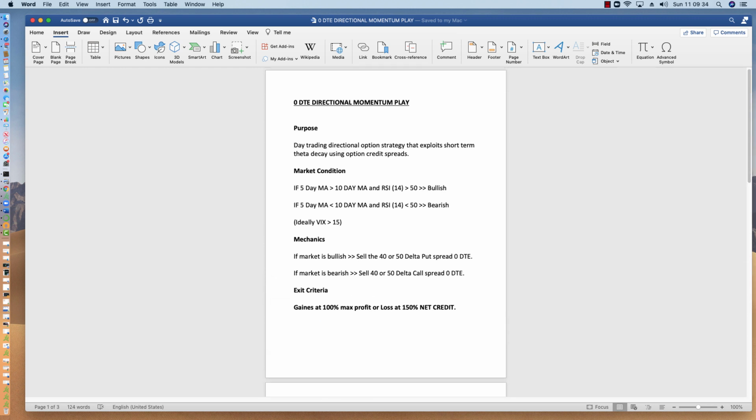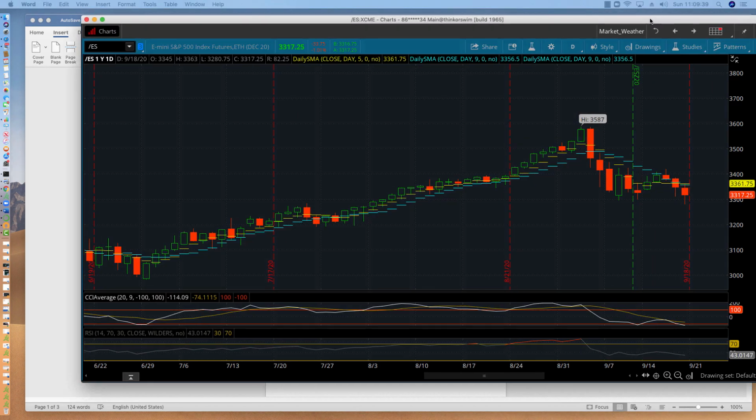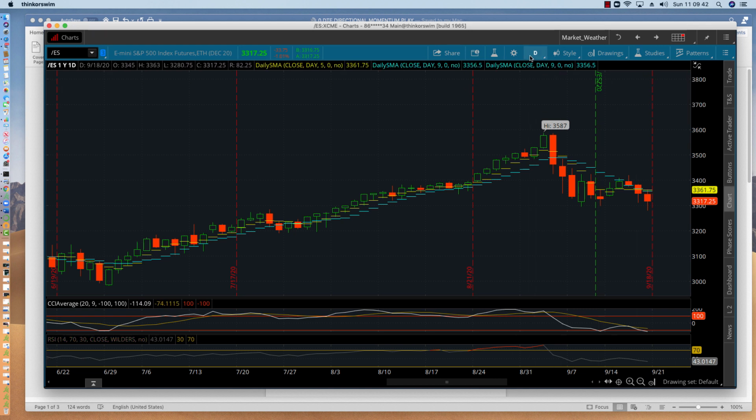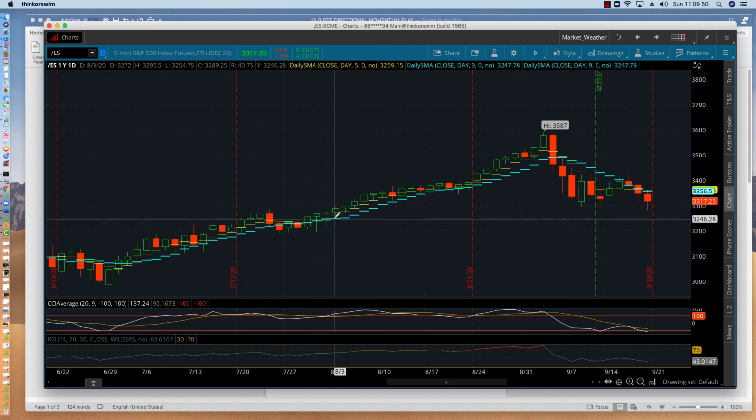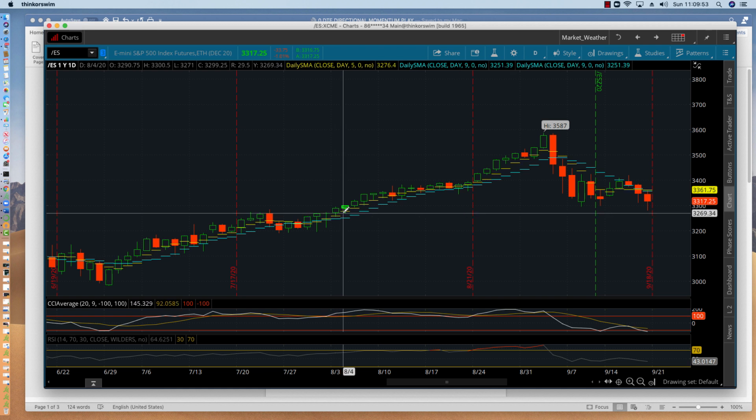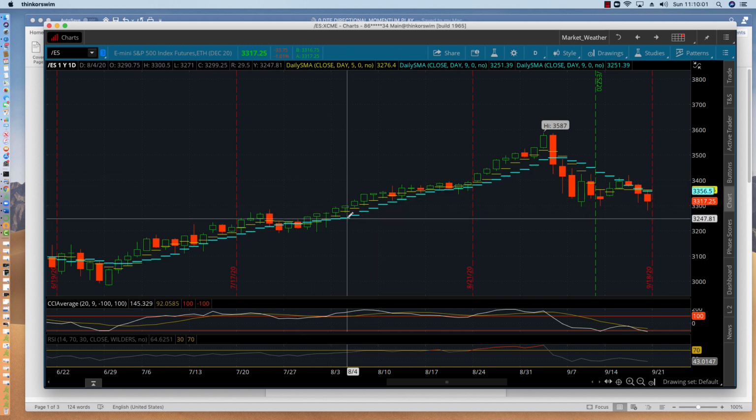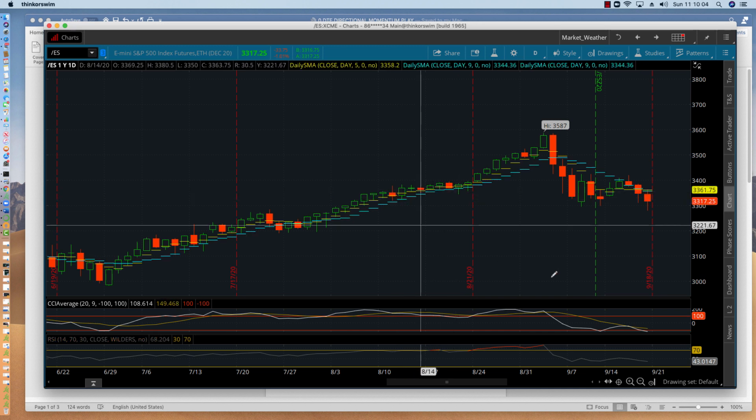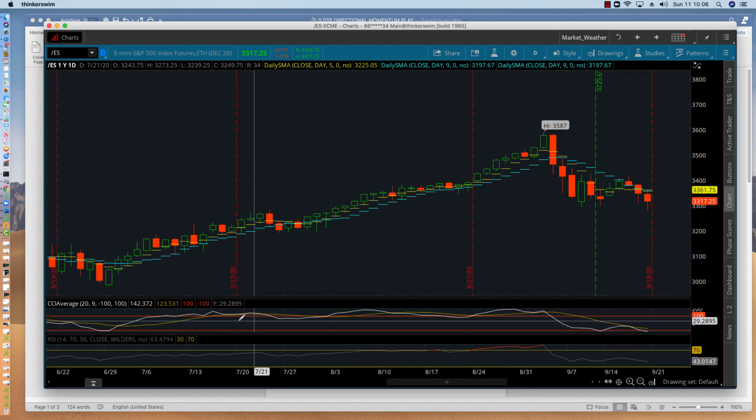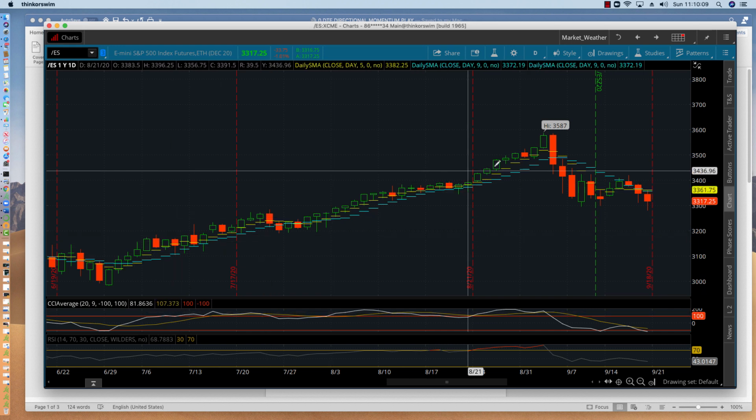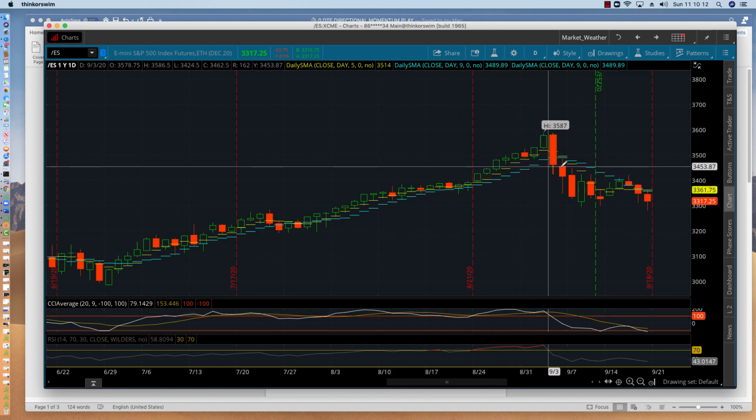Let me show you what your chart should look like with this strategy. Here we go. This is the daily chart on the ES, or whatever instrument you want to play. The yellow is the 5-day MA. Blue is the 10-day moving average. That's all I have on the upper chart.